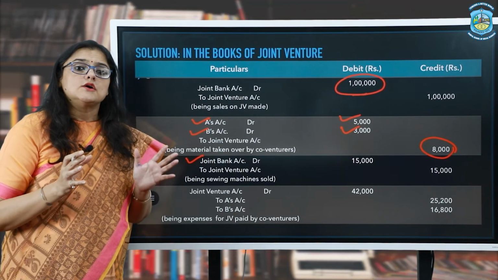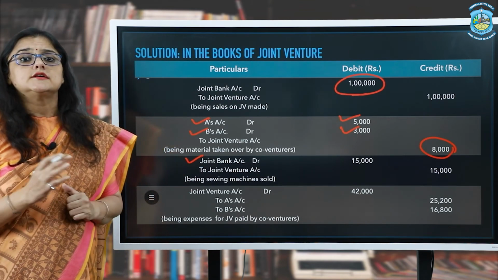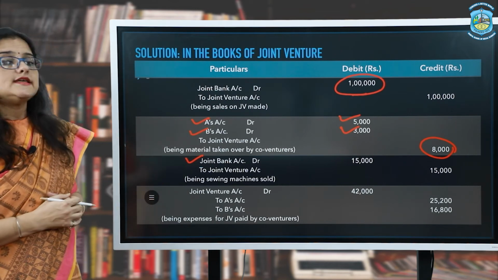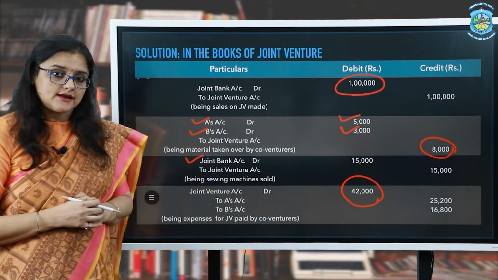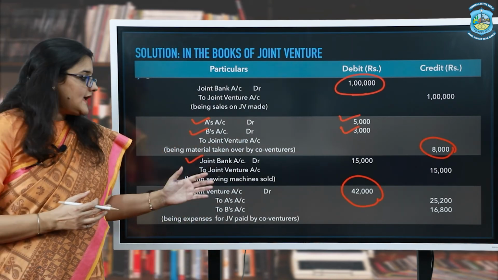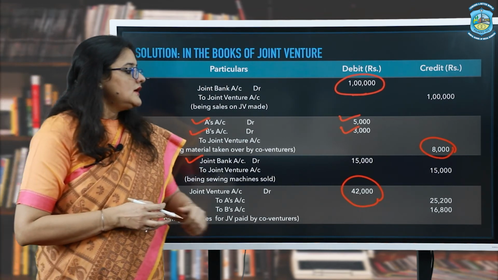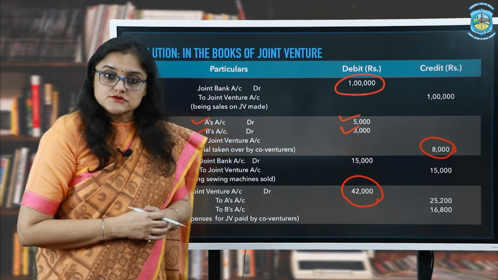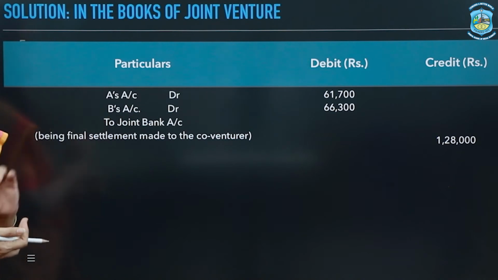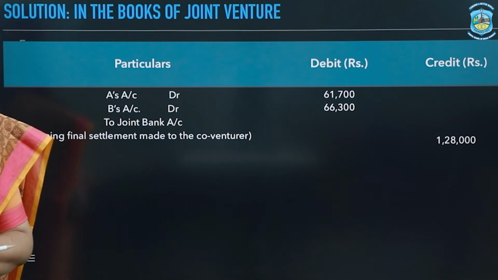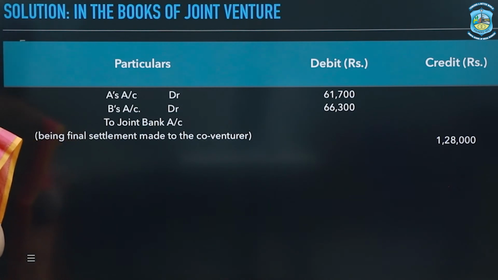Once we have recorded all the expenses and incomes related to the joint venture, it's time to calculate the profit and loss. In this case, there is a 42,000 rupees profit on the joint venture after recording all expenses and income. This will be distributed between A and B in the ratio 3:2 as specified in the question. So the share of A is 25,200 and the share of B is 16,800. And now the joint venture will be settled by calculating the total claims of the partners that they are going to take away after the closure of the joint venture.